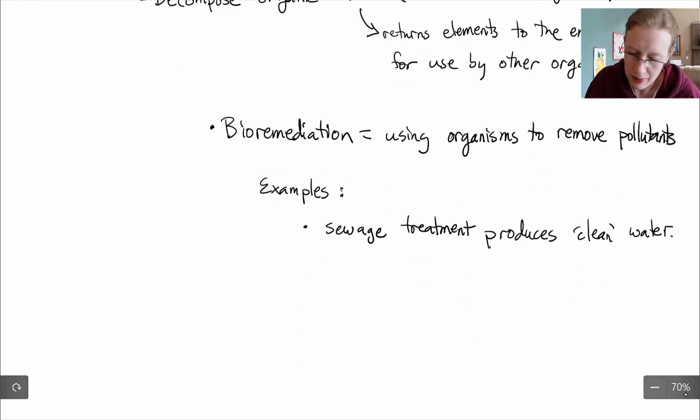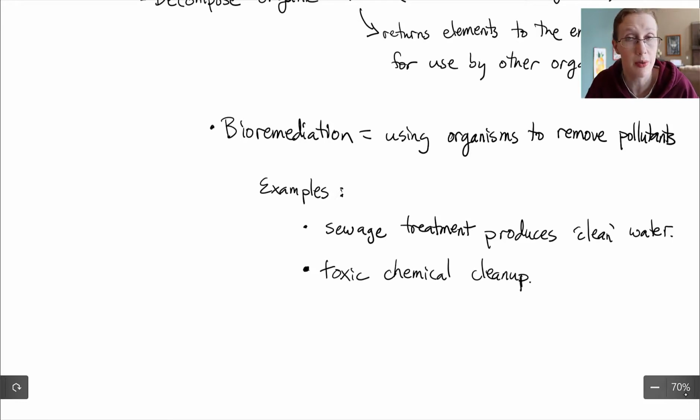Sewage treatment. Another example would be just toxic chemical cleanup. If there's a chemical spill or if there's an oil spill, how to clean it up after the fact. A lot of times this makes use of bioremediation. So toxic chemical cleanup, using the fact that prokaryotes can metabolize things. That's one way to break down the toxic chemicals. And then again, oil cleanup would be another good example.